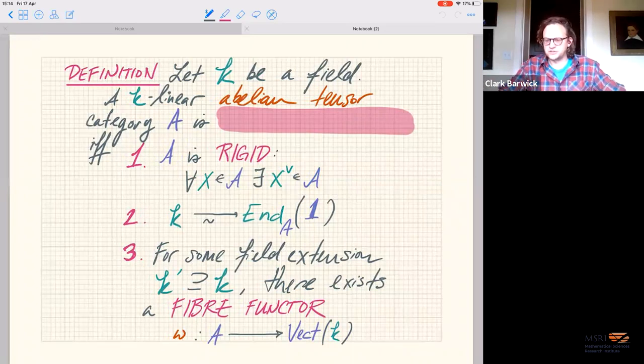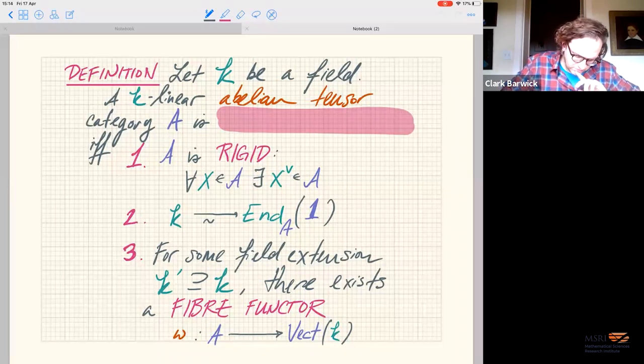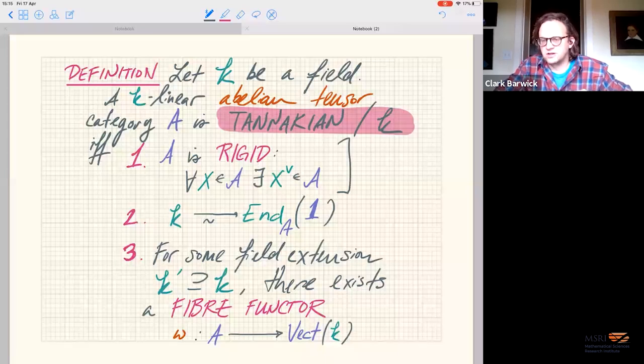So I'm just going to give you the general definition here. We're going to let K be a field, a base field for us. And we're going to talk about a K-linear abelian tensor category, and we're going to say it's Tannakian over K if it has the following three properties. First, that it's rigid. Rigidity means that if you've got an object, then you have a dual object, the internal Hom into the unit. So that internal Hom should exist and behave the way that you would like it to behave. So every object is dualizable in the good sense.